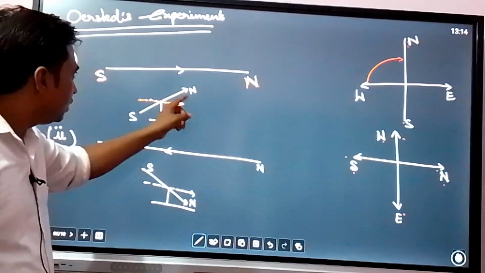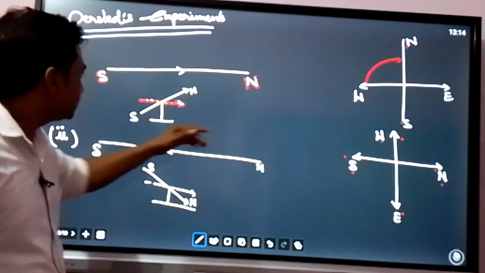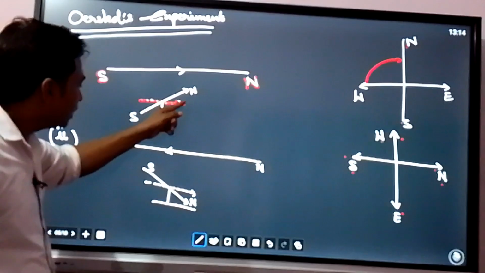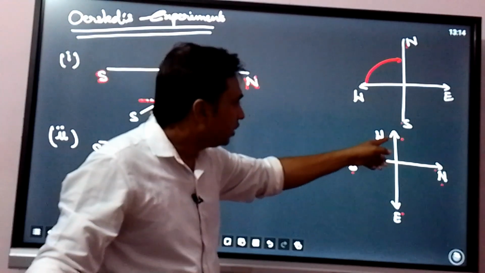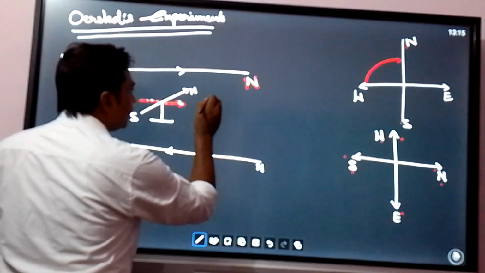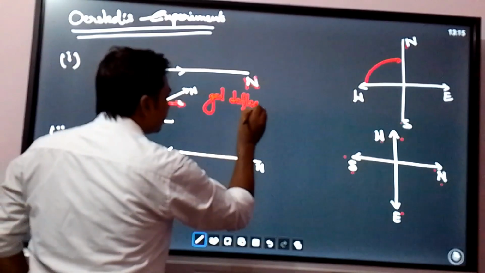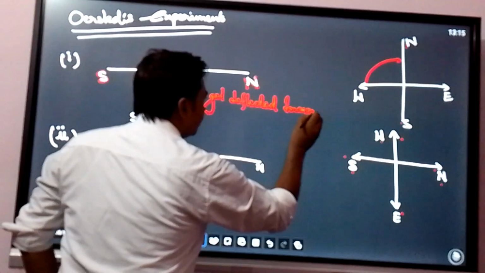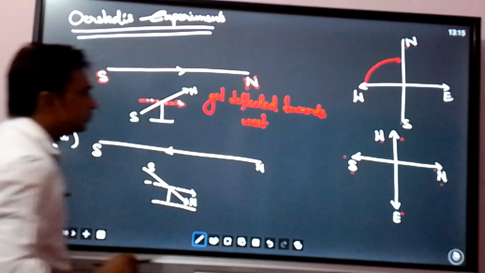We are always discussing in terms of the north pole, in which direction the north pole is deflected. Okay. So when the current was flowing in this wire from south to north and the magnetic needle was placed below this wire, the north pole got deflected towards the west, because in the upward direction we have denoted the west direction. So the north pole gets deflected towards the west direction.